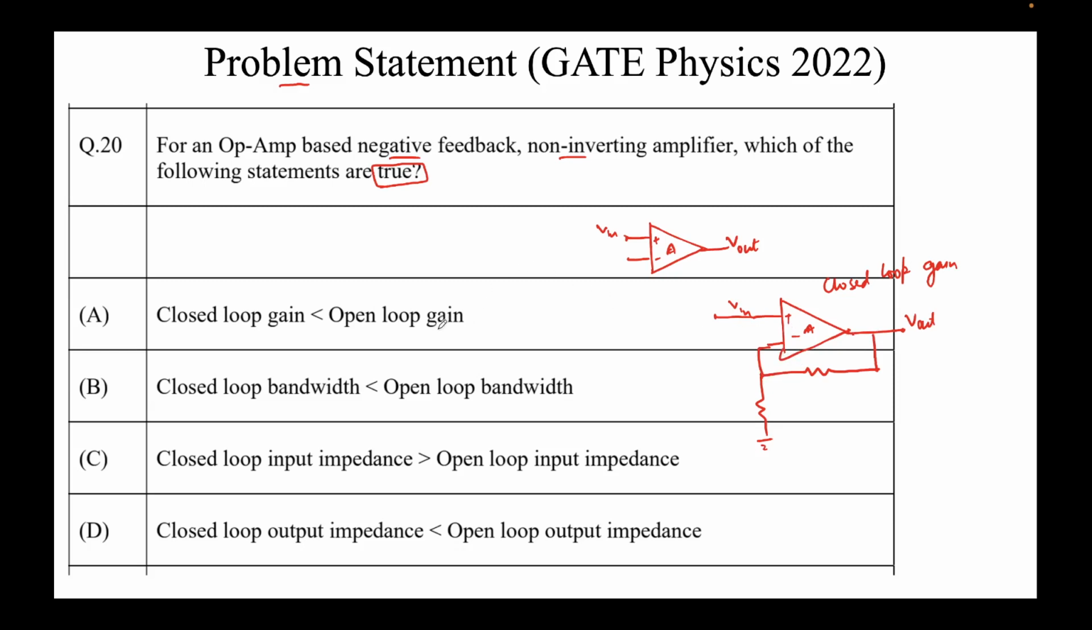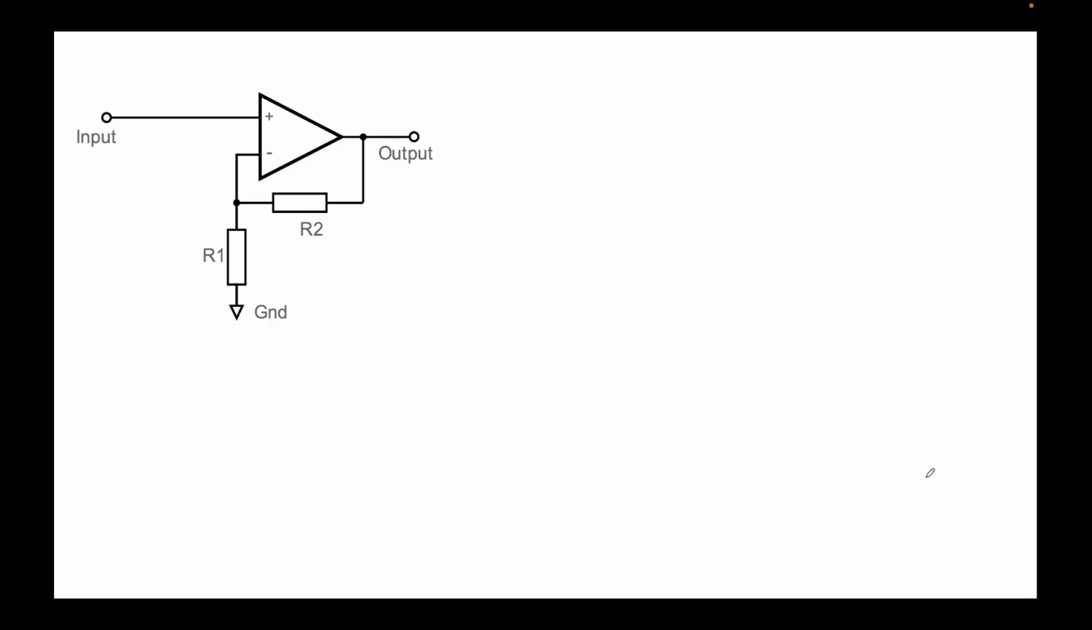So the four parameters that we need to care about are the gain, the bandwidth, the input impedance, and the output impedance. Now, the problem asks us to analyze a non-inverting negative feedback amplifier. So we have drawn a circuit for this here, where the feedback circuit consists of the feedback resistor R2, and R2 and R1 combined provide a pathway for the current to flow from the output to the ground.